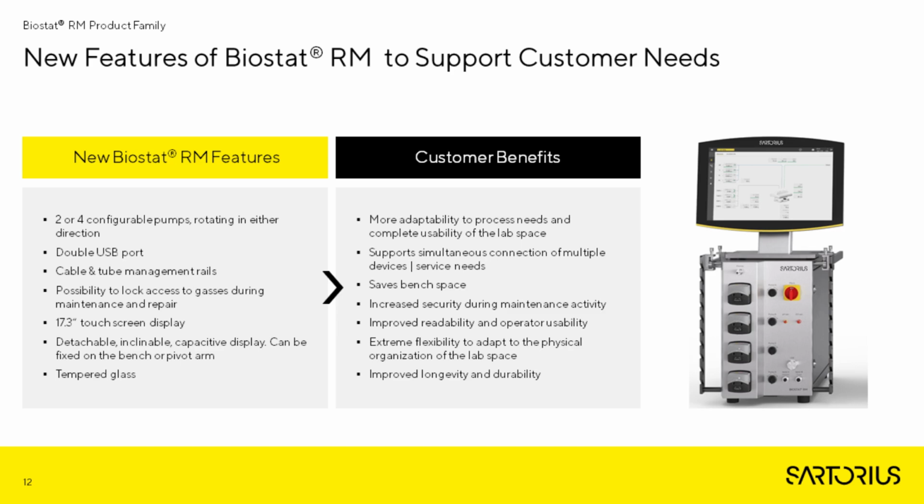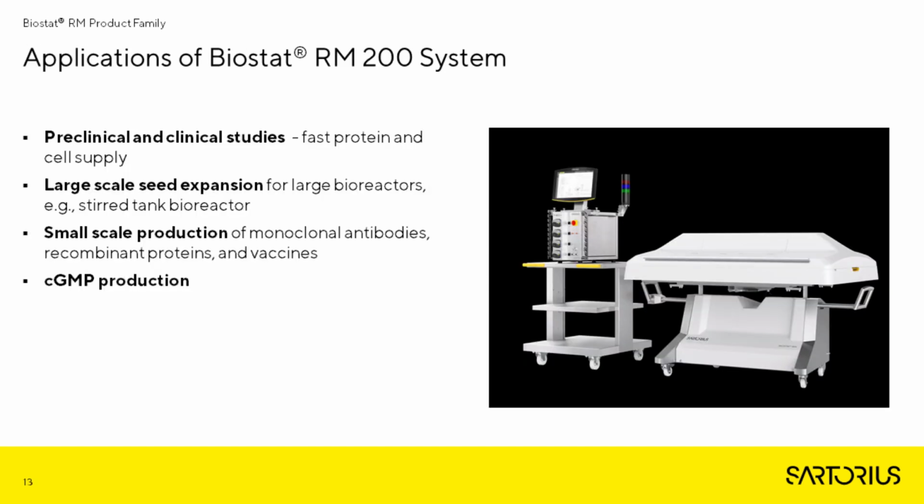We constantly update our Rocking Motion as well as our portfolio for stirred. And here, this newly developed control tower really is adapted to customer needs. For example, the pumps rotate in either direction, so you can use them for harvesting as well as for feeding, and they can be configured completely flexibly and independently depending on the user needs. The tower is smaller than the previous one, and it can be stacked if lab space is limited.